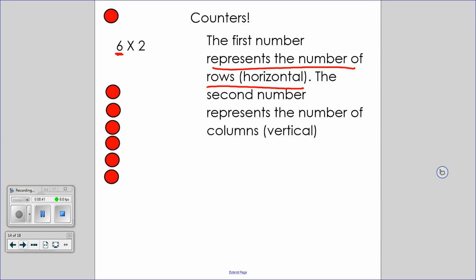Sabrina, you are drawing this. I would like you to draw an arrow to that first number in your notebook and put rows, because that first number tells you how many rows.